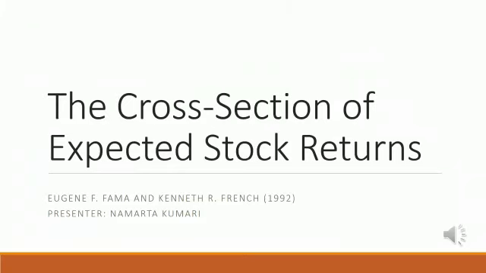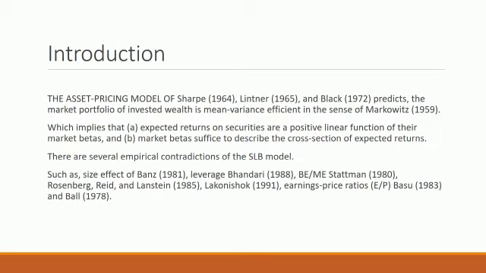Hello everyone. In this video you will get useful insights about the asset pricing paper of Fama and French 1992, and the name of the paper is "The Cross-Section of Expected Stock Returns." So let's move toward a brief introduction about the paper.